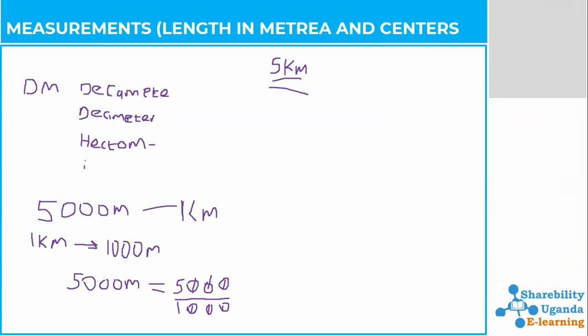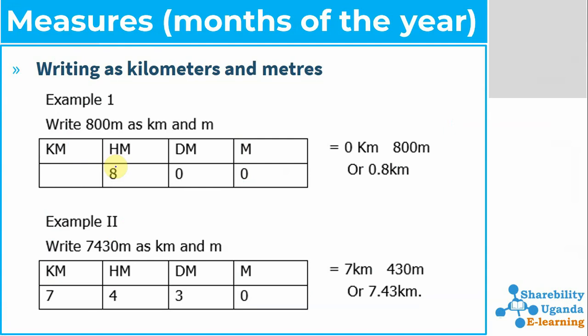As we move forward, let's look at another question, another working and example. Here we are having what we call writing as kilometers and meters. They are saying write 800 meters as kilometers and meters. But here in our table they have given us a variety of values.